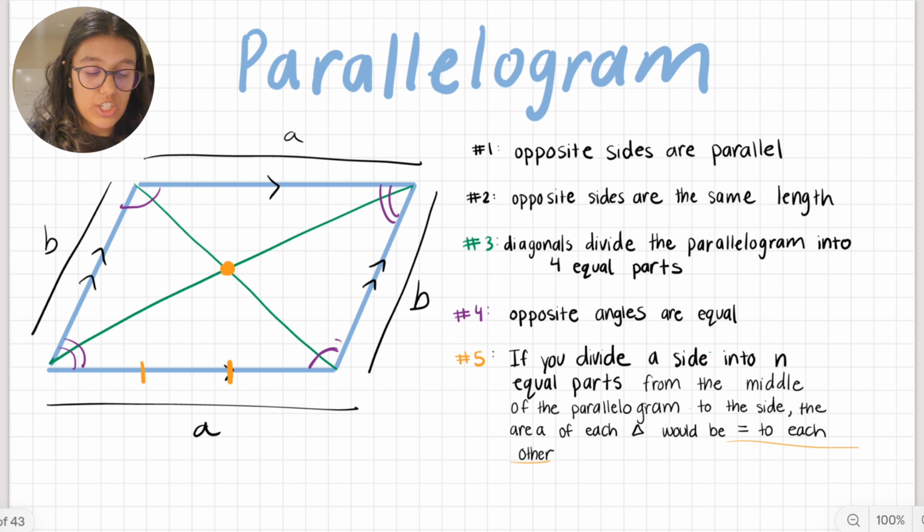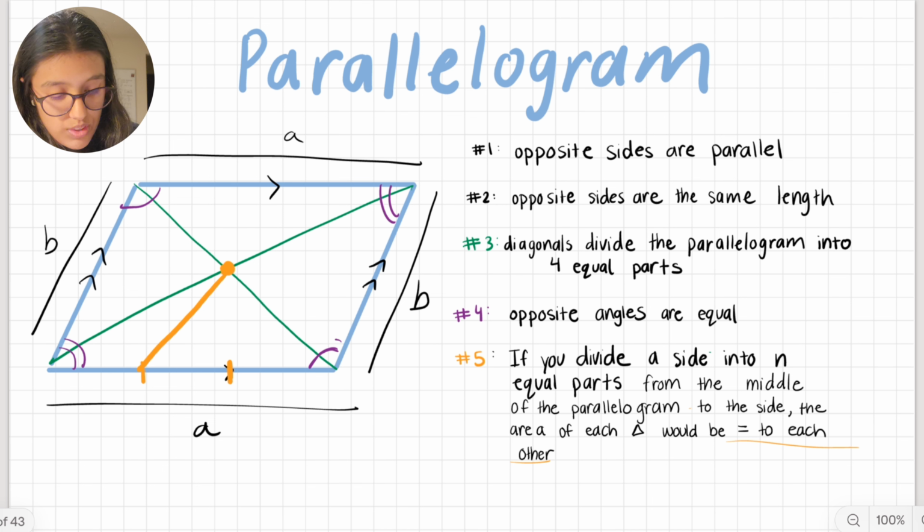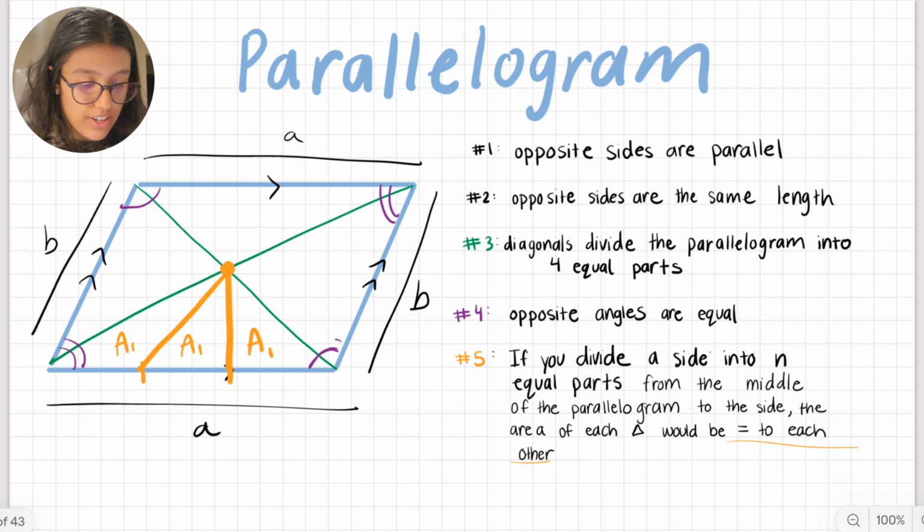Now, where do we get the triangles from? Well, you connect it from the middle of the parallelogram to that little tick mark you made on one side. So this is basically saying the area over here is the same as the area over here and is the same as the area over here. So these are 5 properties of parallelograms.